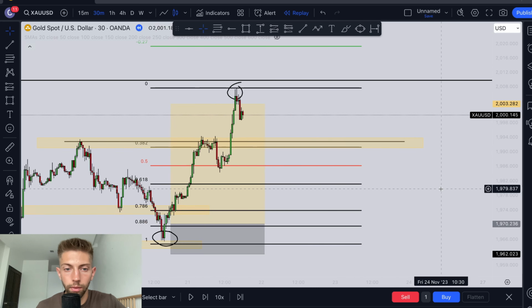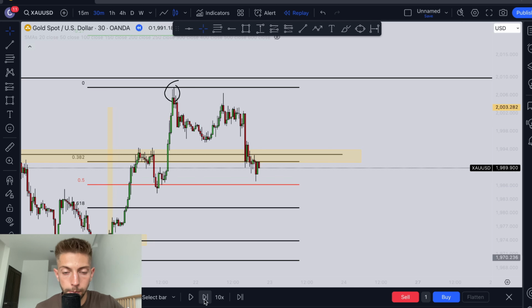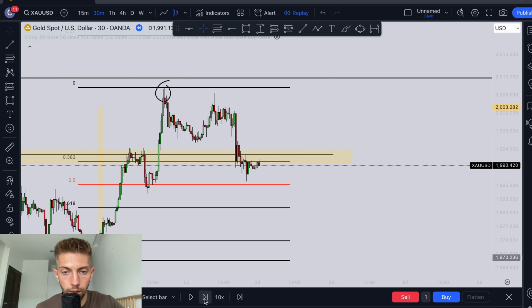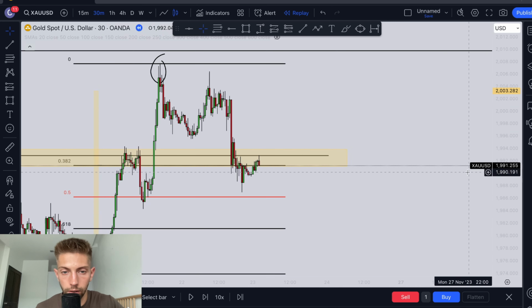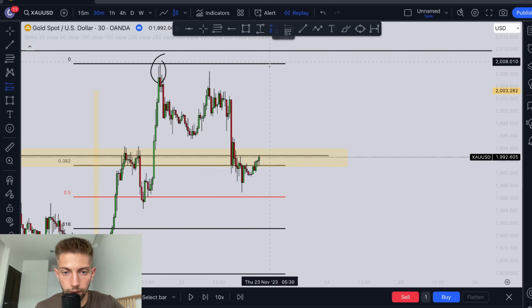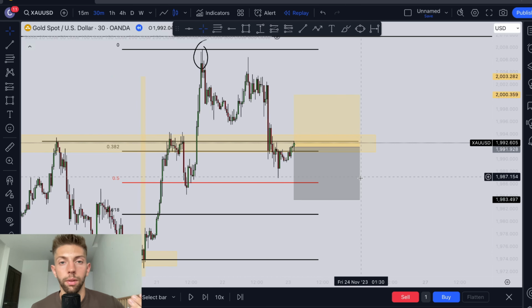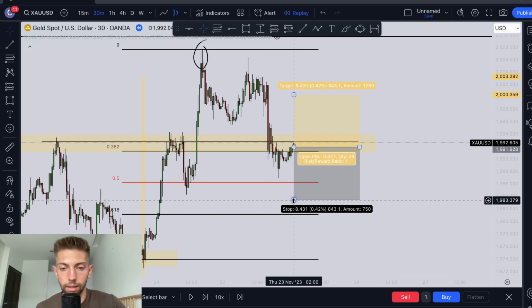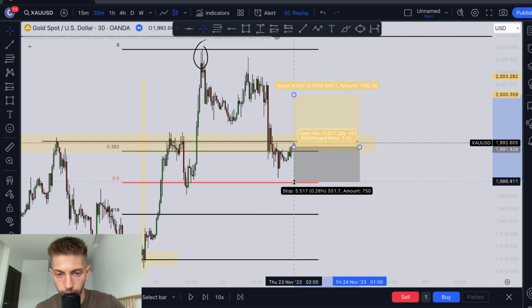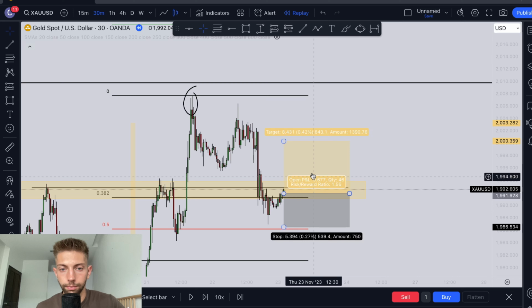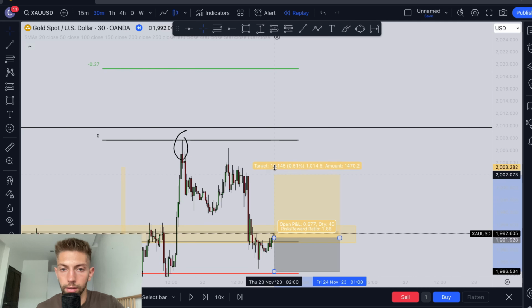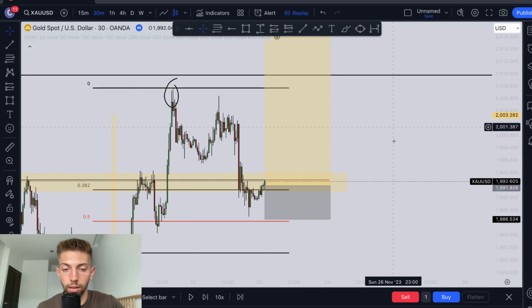Okay, right now I see the pullback. I'm waiting for the engulfing candlestick. Not yet. And yeah, right here price gave me my engulfing candlestick. Again, where I'm placing my stop is under the lowest point, which is right here. And my target, again, negative 27. Rinse and repeat, guys.